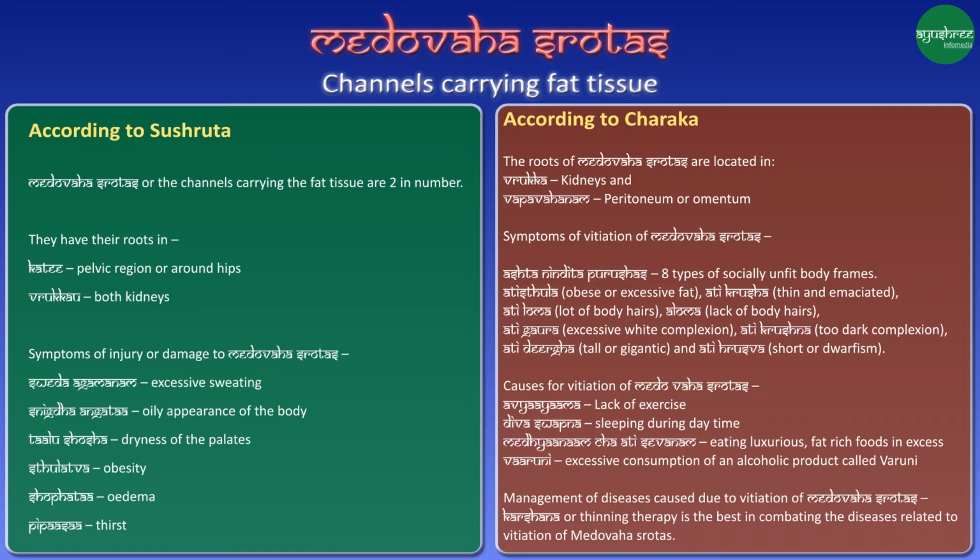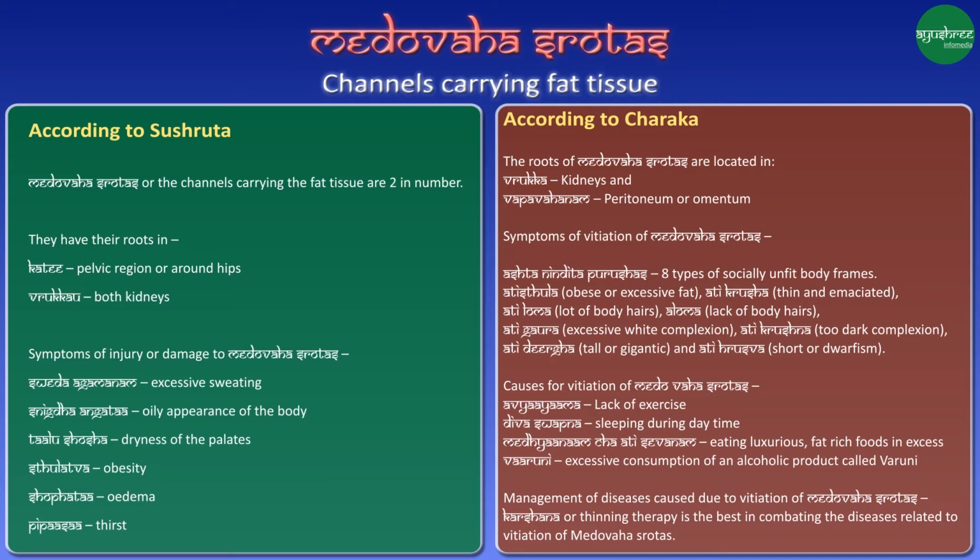Causes of vitiation of Medovah Srotas: lack of exercise, sleeping during daytime, eating luxurious, fat-rich, fried and caloric foods in excess, excessive consumption of an alcoholic product called Varuni. Management of diseases caused due to vitiation of Medovah Srotas. The persons who are obese and emaciated are always prone to get diseases.